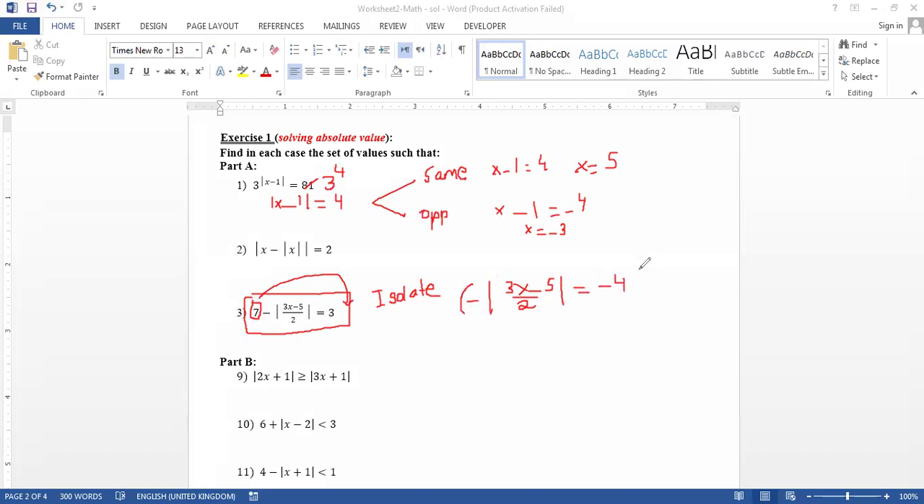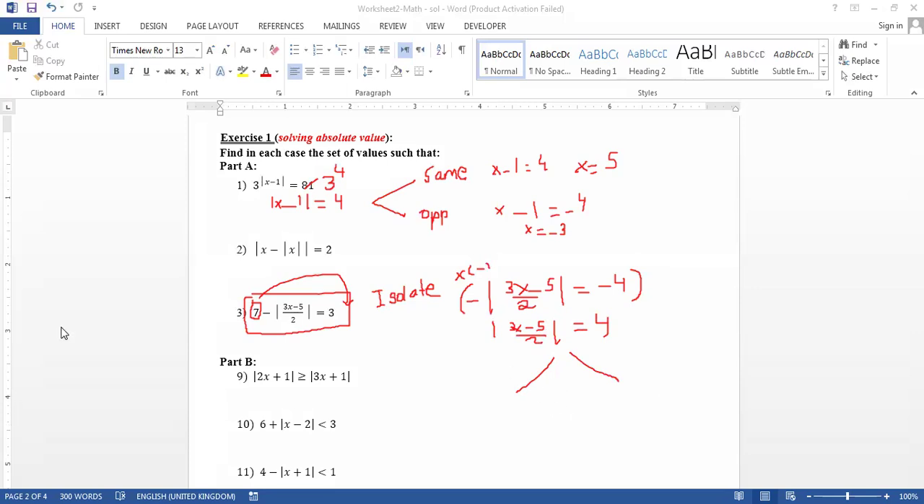And now, oh, sorry, the bell rang. And now I'm going to multiply by minus. So we will get absolute value of 3x minus 5 over 2 equals 4, which is possible. And now I solve it in 2 cases, same and opposite.